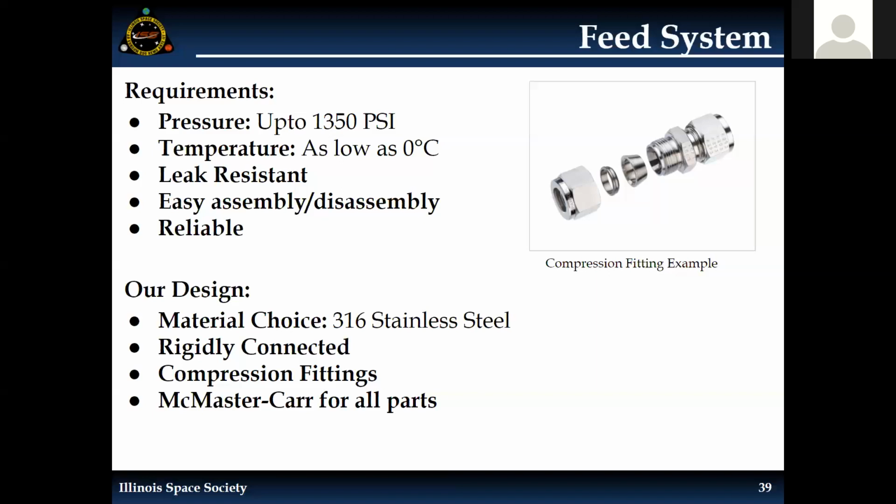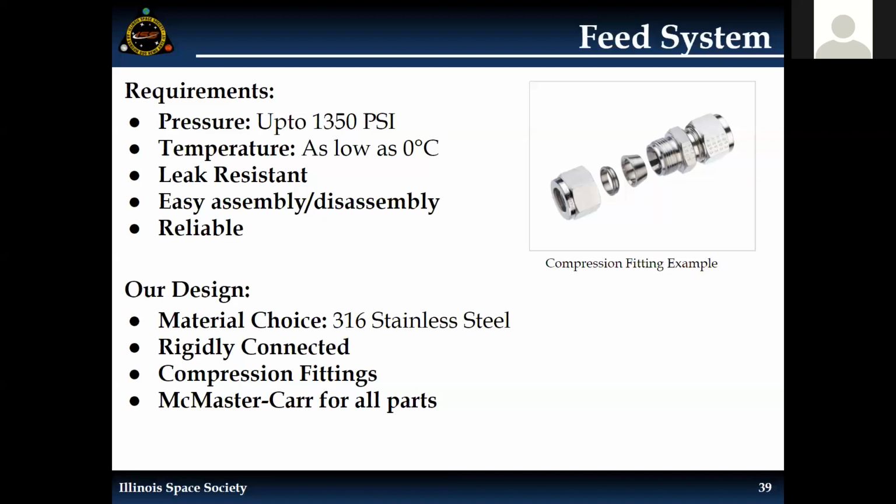To take care of those requirements, we have a couple of parts of our design that handle that. One is the material choice. We use 316 stainless steel, which, similar to aluminum 6061, is just a specific alloy, common and easy to obtain as students and easy to machine. One of the reasons we're using it is because it's really strong and can withstand all the high pressures and maintain its strength at low temperatures.